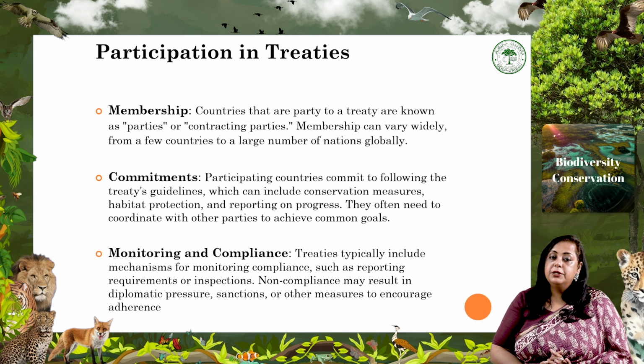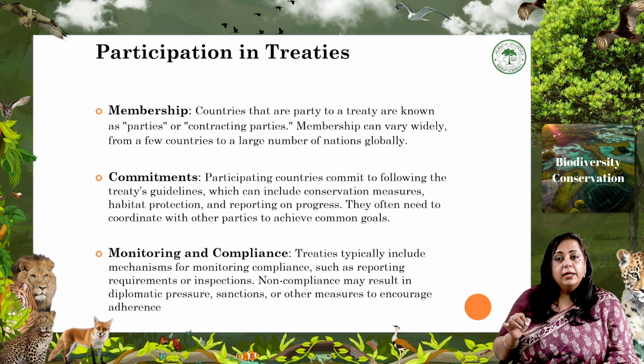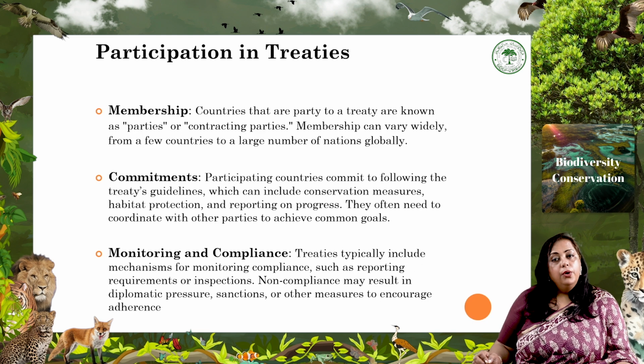Then commitments. After the membership is the commitment. Participating countries commit to following the treaty's guidelines. Suppose we are part of the CBD, we have signed the CBD, we have to follow all the rules and regulations, and accordingly make changes in our national laws. So this is called commitment. These can include conservation measures, habitat protection, and reporting on progress. They often need to coordinate with other parties to achieve common goals. The third is monitoring and compliance.